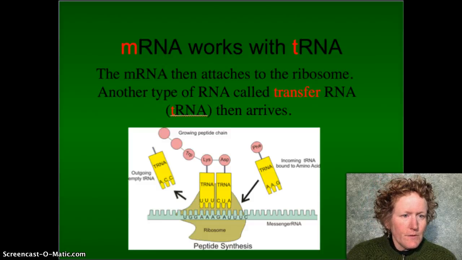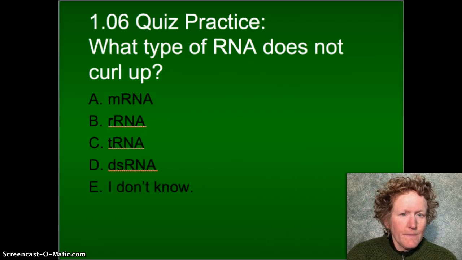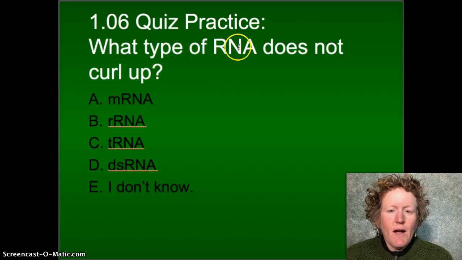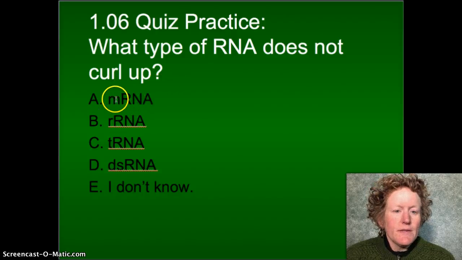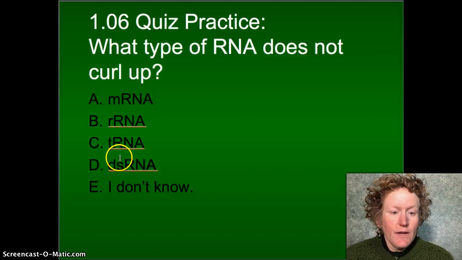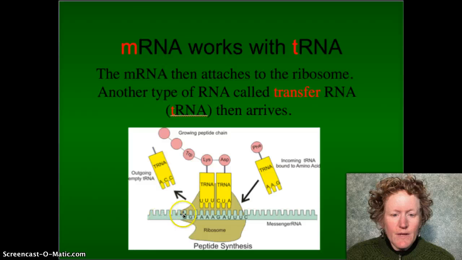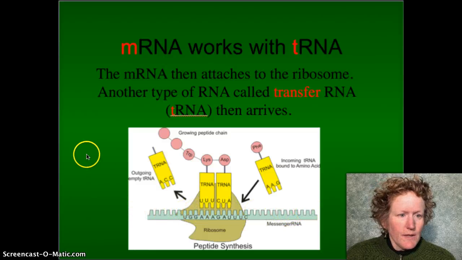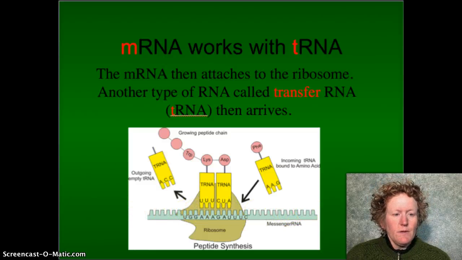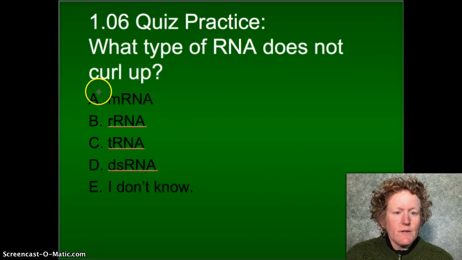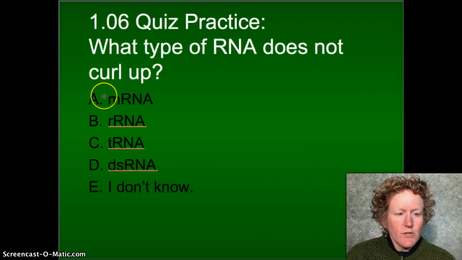So let's do a little quiz practice here. Which type of RNA does not curl up on itself and attach to itself? Is it messenger RNA, ribosomal RNA, transfer RNA, double-stranded RNA, or you don't know? Hopefully you remember that messenger RNA stays straight and single-stranded when it's being used. So the correct answer here is mRNA, messenger RNA.